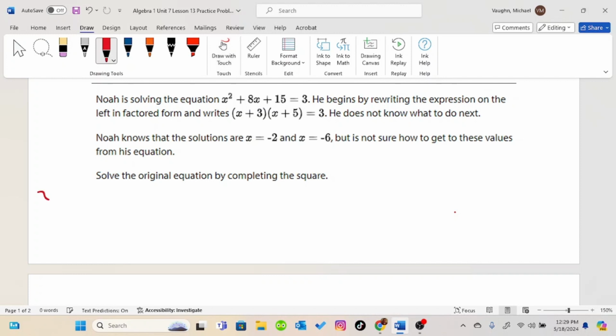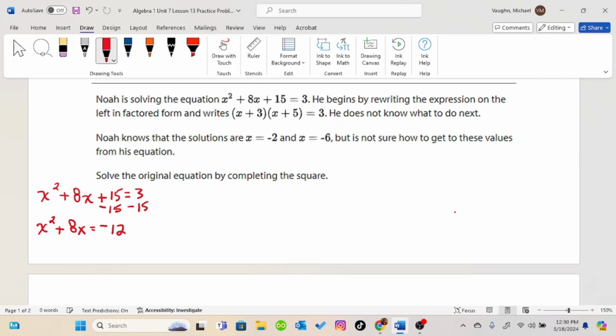So we're going to start with the original equation, x squared plus 8x plus 15 equals 3. If we are doing completing the square, the first thing we're going to do is move the c term to the other side. So we're going to subtract 15 from both sides. This gives us x squared plus 8x equals negative 12.